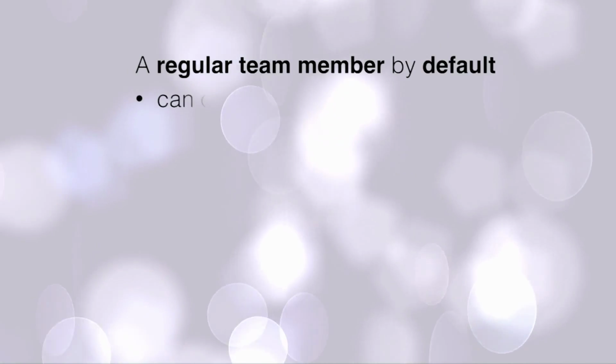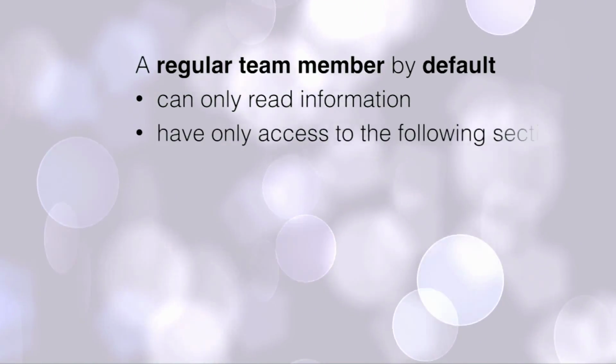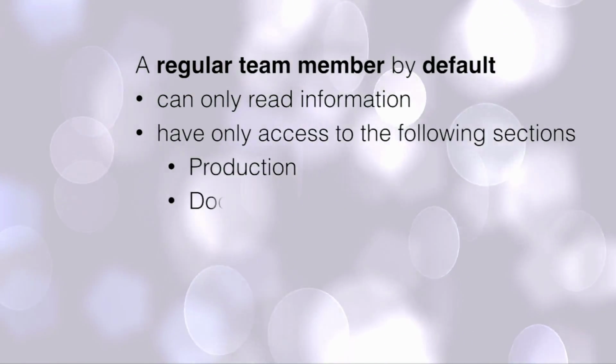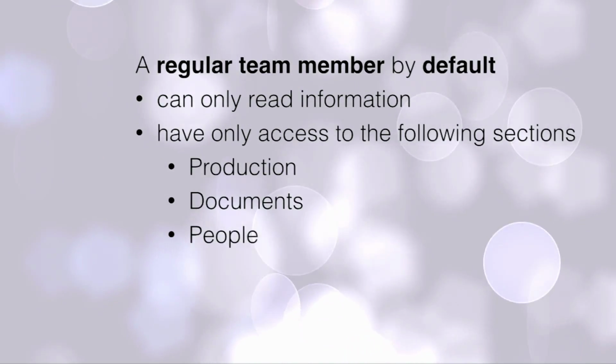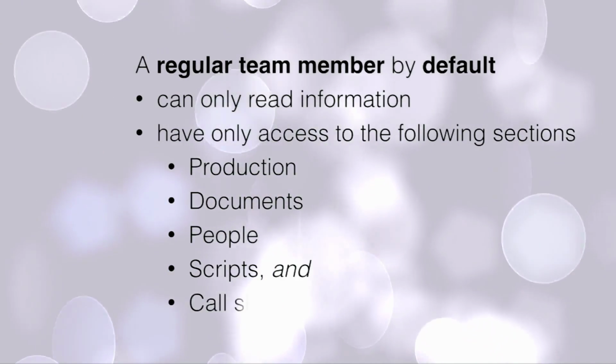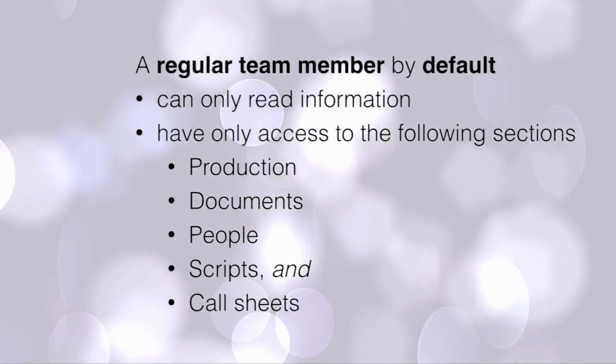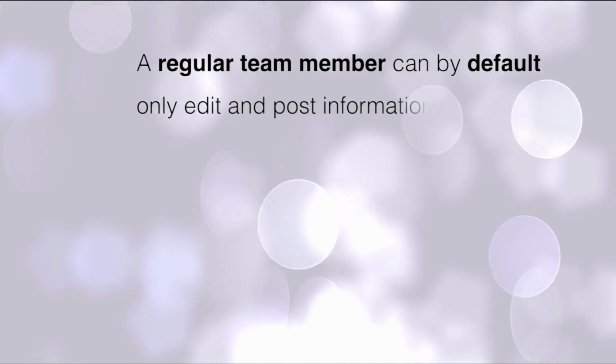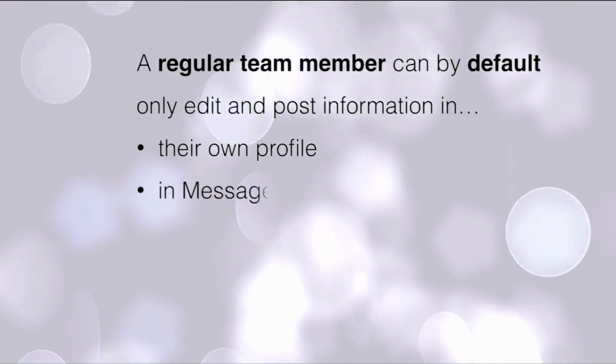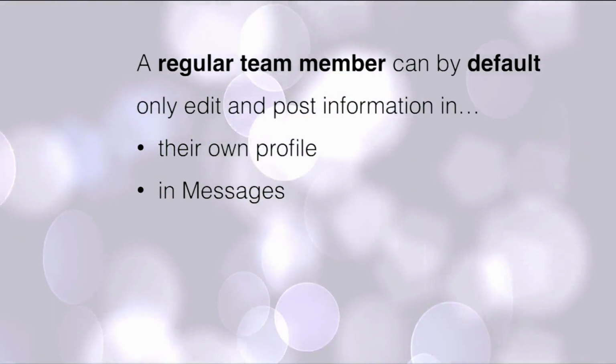A regular team member can by default only read information and have access to the following sections that corresponds to the sidebar menu: production, documents, people, scripts, and call sheets. The only places a regular team member can post information is in their own profile and in messages, where they can post messages and write comments.